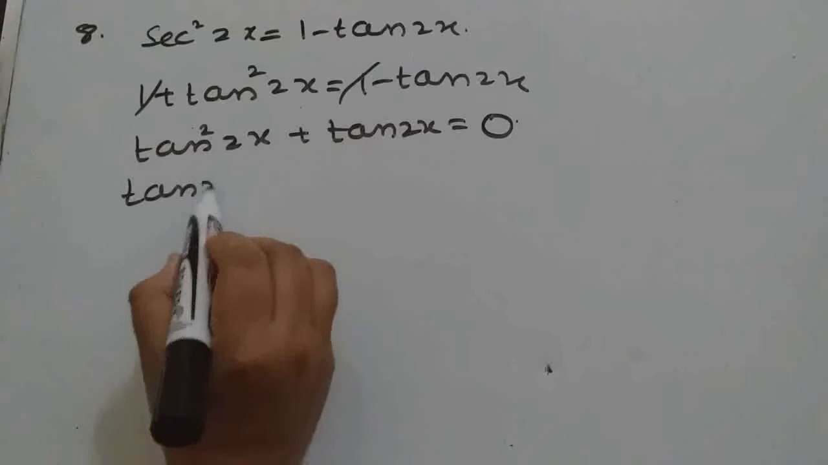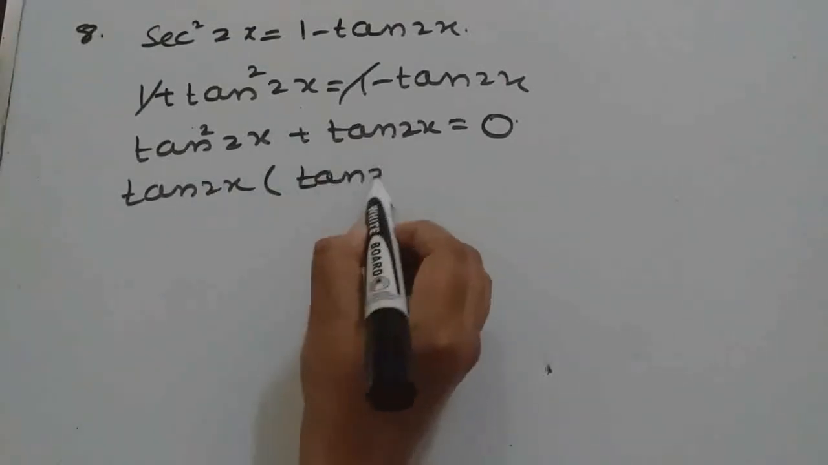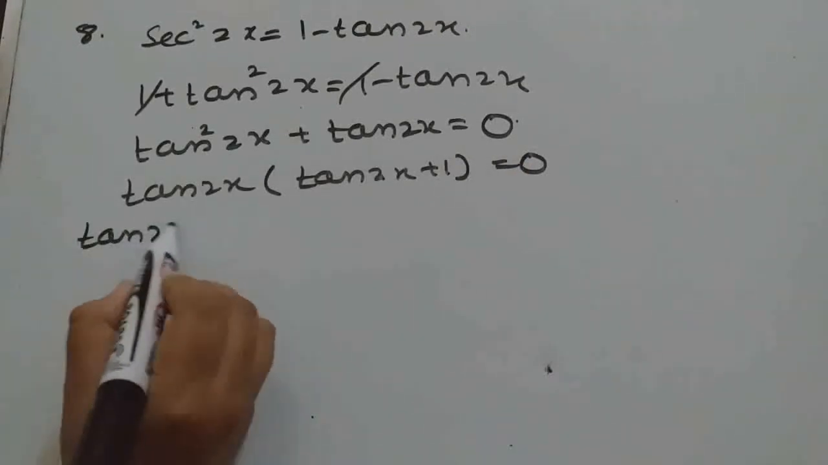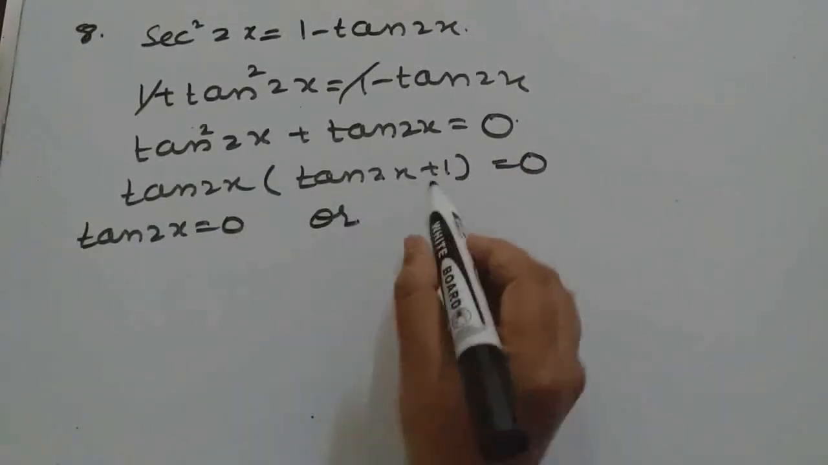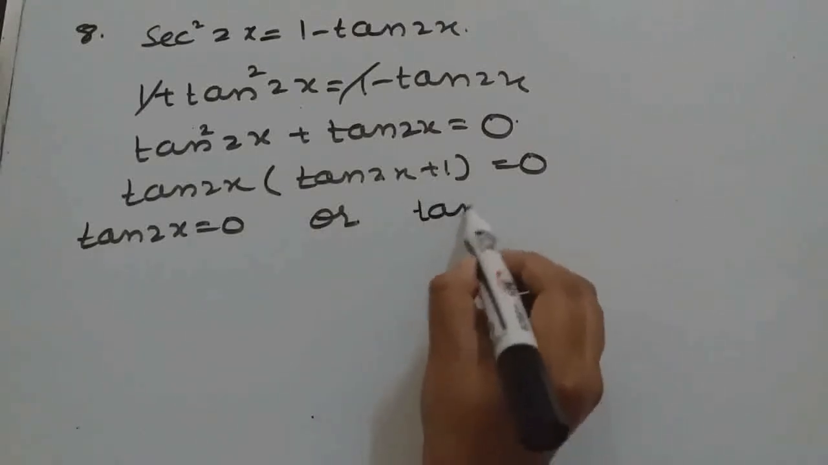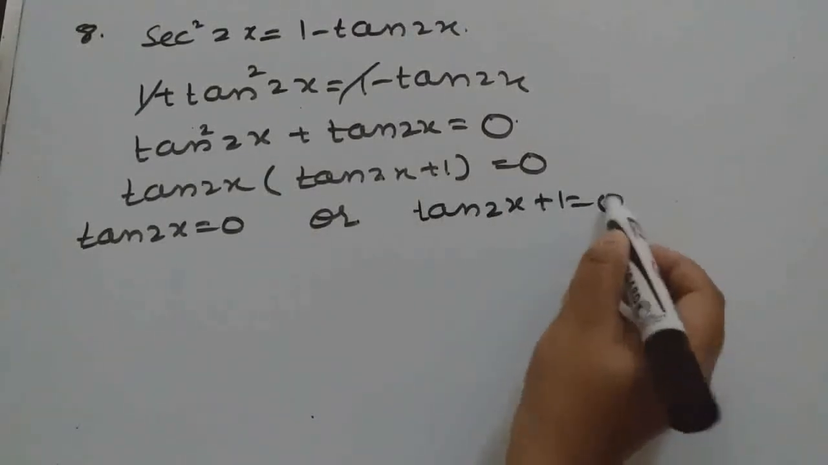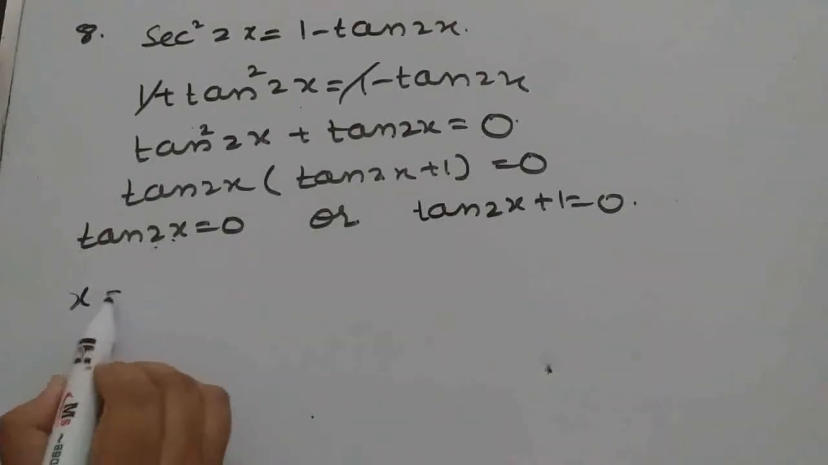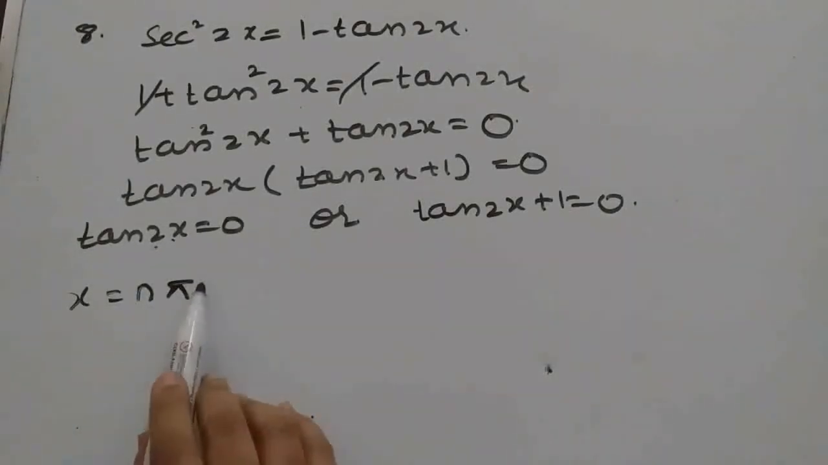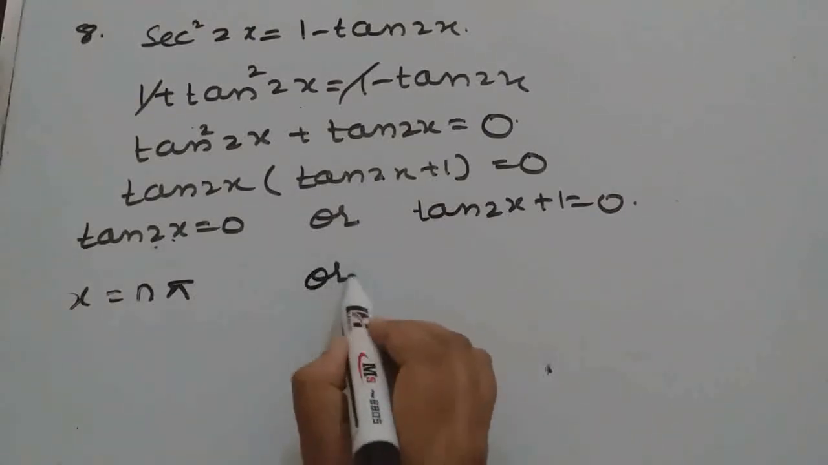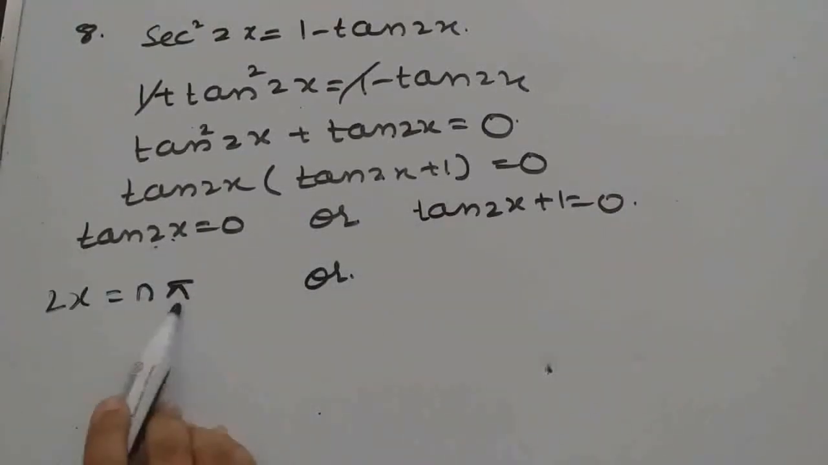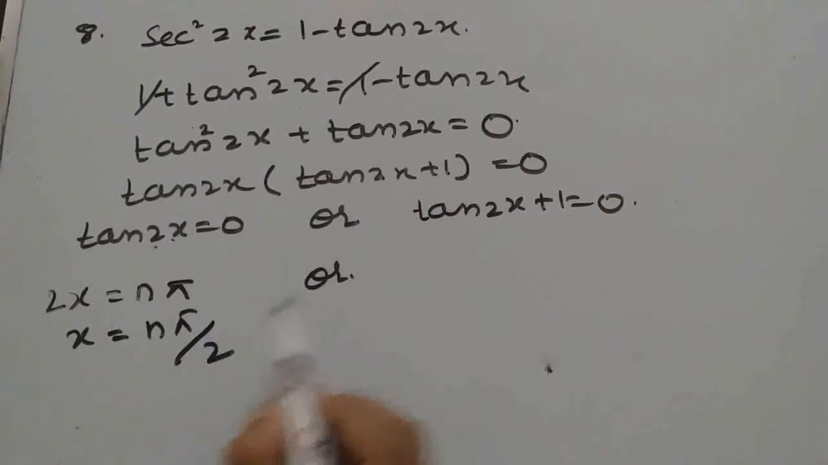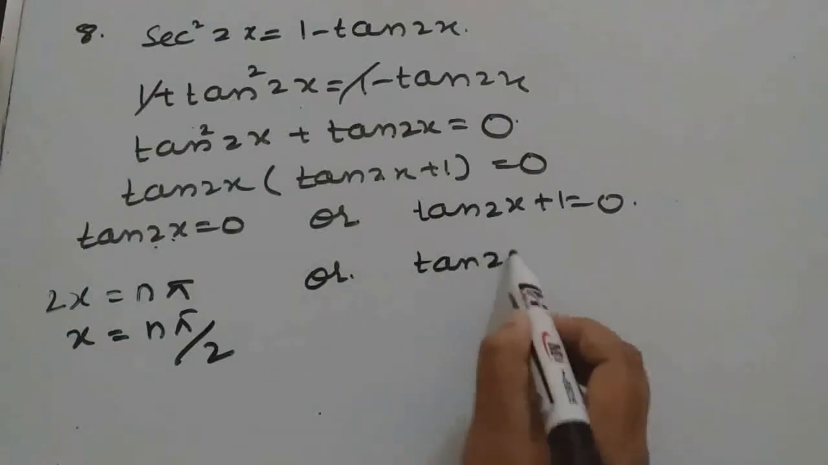So tan 2x we can take common: tan 2x (tan 2x plus 1) equals 0. So tan 2x equals 0, or tan 2x plus 1 equals 0. See, we know for this rule, tan 2x equal to 0 means 2x is equal to n pi. So it will be x is equal to n pi by 2. And tan 2x is what? Minus 1.